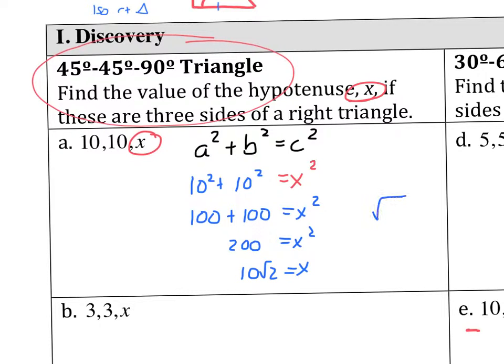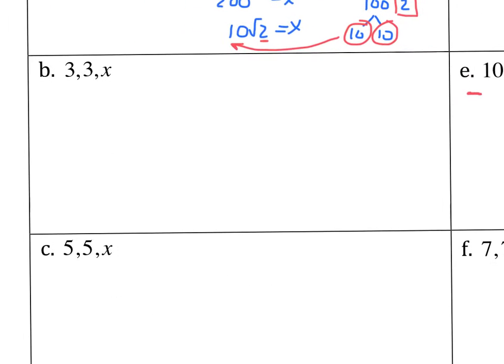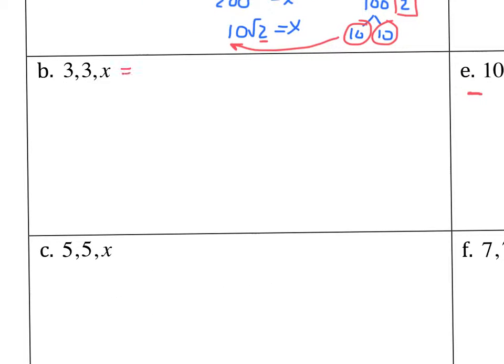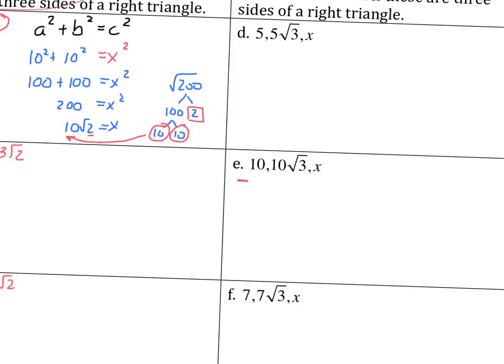If you need to see where that comes from, it looks like this. The square root of 200 can break up to be 100 times 2, and then a 10 times 10. And remember, the rule is whatever repeats comes out, and whatever doesn't repeat stays in. So 10 radical 2. So notice here, if you have a side length 10 and a side length 10, the hypotenuse is 10 radical 2. So just to jump to the answers here, 3, 3, 3 radical 2. 5, 5, 5 radical 2. So there's a rule to be seen there.